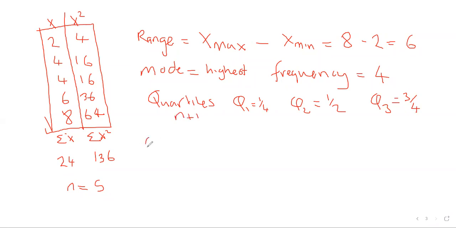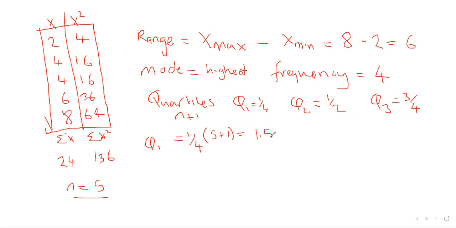So let's start with Q1. Q1 is called the lower quartile. What is a quarter of n plus 1? And our n in this case is what? 5. So 5 plus 1 is 6. What is a quarter of 6? I need you to have the calculator nearby. What is a quarter of 6? 1.5. Good. So 1.5.